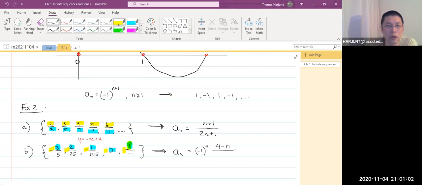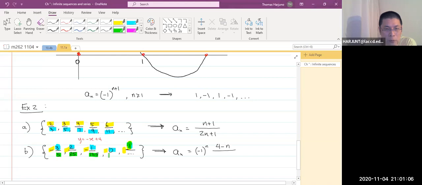And on the denominator, 5 squared, 5 cubed, you can assume this is 5 to the 4th here. But because 0 on the top, it is still 0. This is 5 to the n.